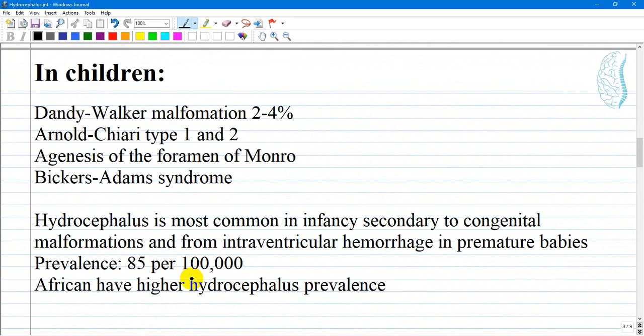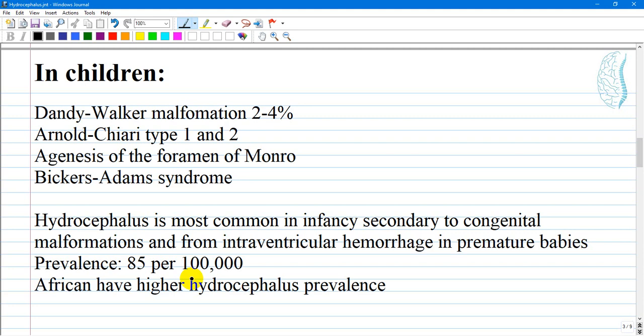10% of all cases of hydrocephalus in newborns are due to brainstem malformations and stenosis of the cerebral aqueduct. Then the Dandy-Walker malformation will cause 2 to 4% of hydrocephalus in this age group. Arnold-Chiari type 1 and type 2, agenesis of the foramen of Monro, and Vickers-Adams syndrome are common syndromes in newborns with hydrocephalus.